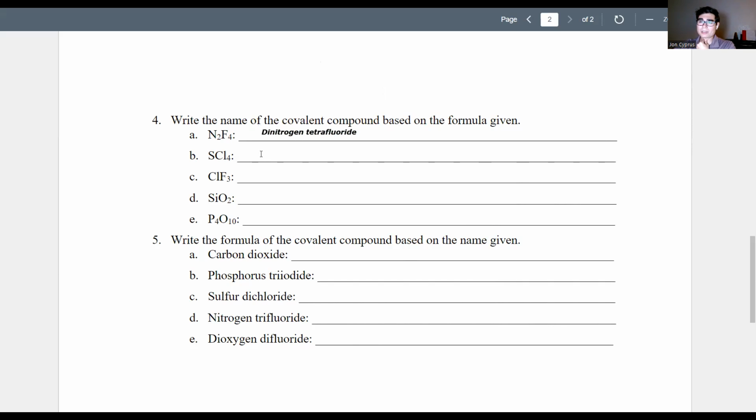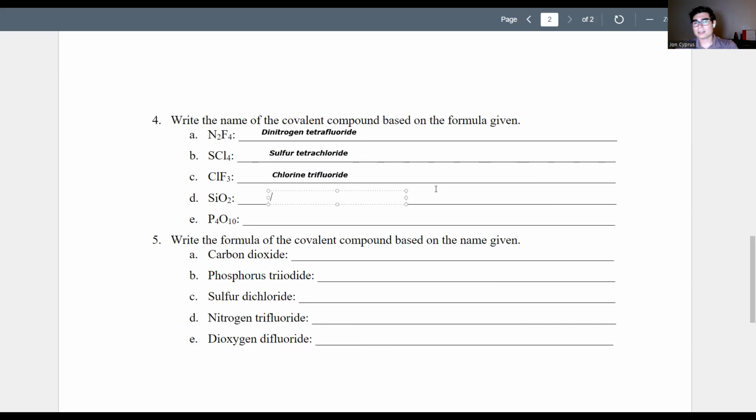Next, we have sulfur and fluorine. Now, if it's the first element, we don't say mono. So I won't say monosulfur. This is just going to be sulfur tetrafluoride. If there was one fluorine, I would say sulfur monofluoride. It just doesn't apply if it comes first. Chlorine and fluorine. This is similar. So this is chlorine trifluoride.